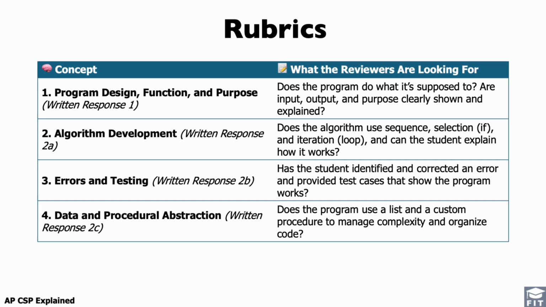Does your program do what it's supposed to? Are the inputs, outputs, and purpose clearly shown and explained? Does your algorithm include sequencing, selection, and iteration? And can you explain how it works? Have you identified and fixed an error and tested your code with different inputs? And finally, do you use a list and a custom procedure to manage complexity and keep your code organized?